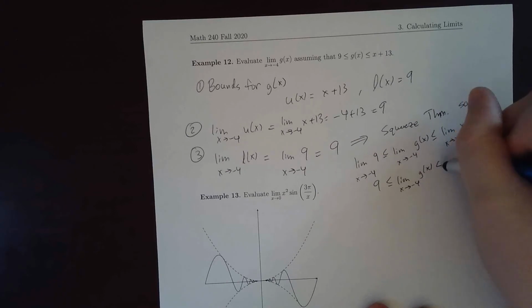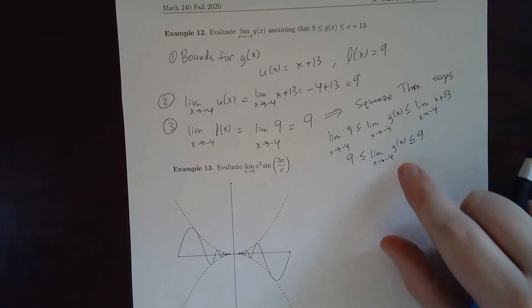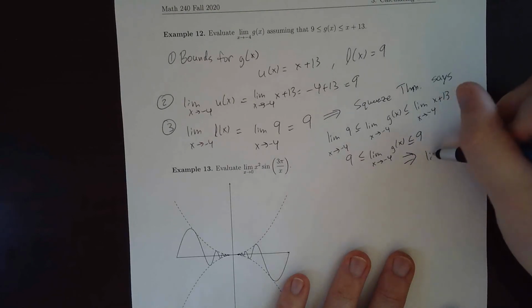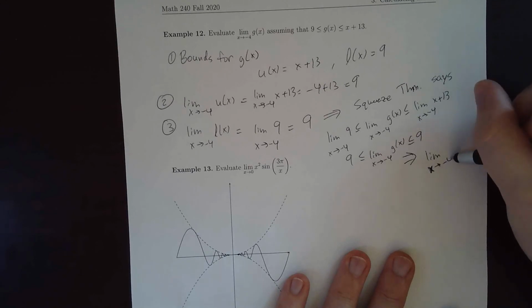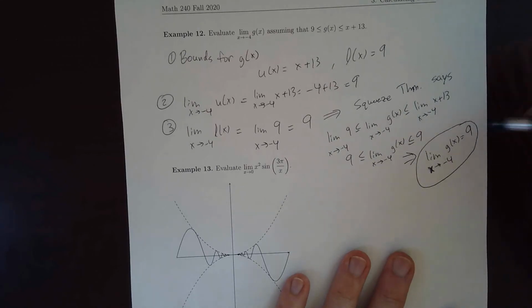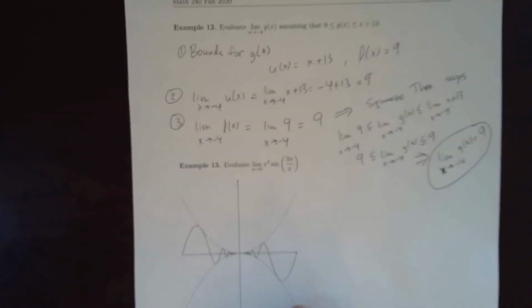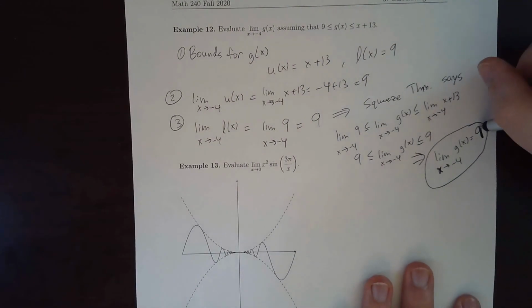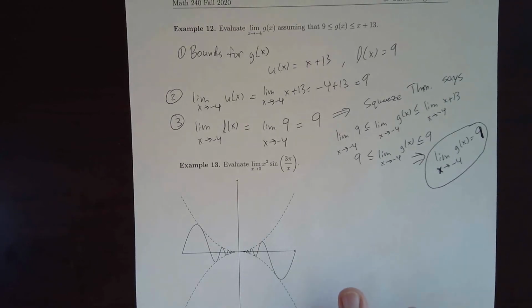And so if g of x's limit is both less than or equal to 9 and greater than or equal to 9, then that tells us that the limit as x approaches negative 4 of g of x has to be equal to 9. So there we didn't need to know what the function was, we just had some boundaries for it, and that allowed us to go ahead and compute what that limit would be. So that was kind of a little bit more trivialized example. Let's look at something a little more concrete.